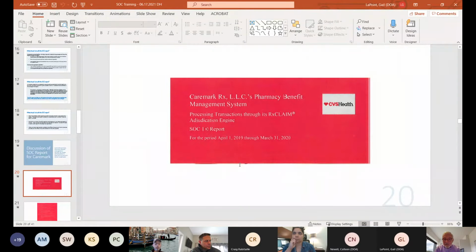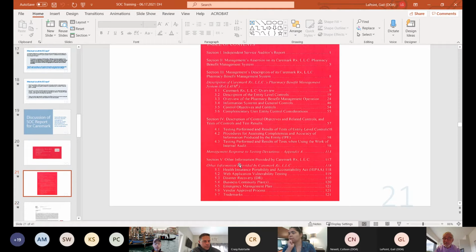I scanned some examples here. When the report came in from Caremark, they lock it down so tight I wasn't even able to cut and paste things out of the report because it's protected. So I had to scan some of these things in, which is why the quality isn't great. But this was from their cover.